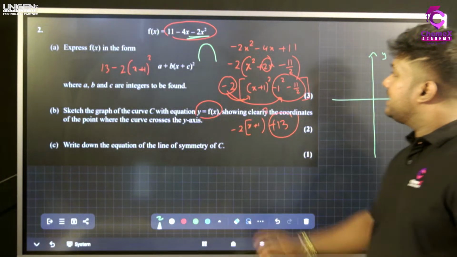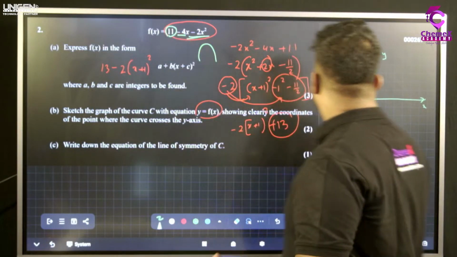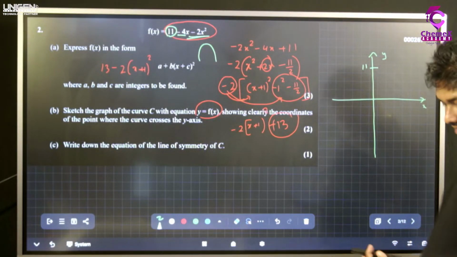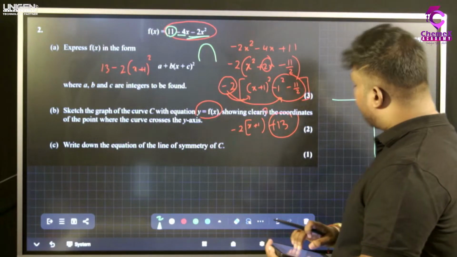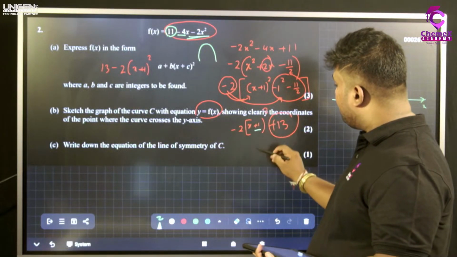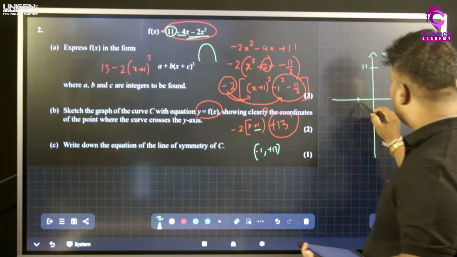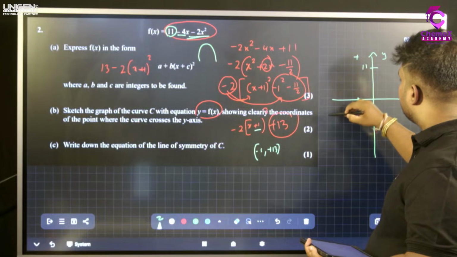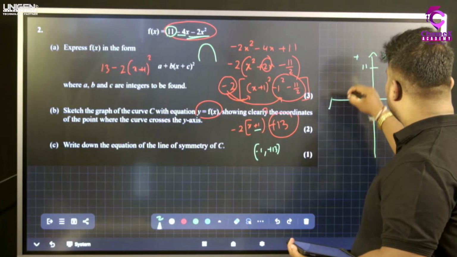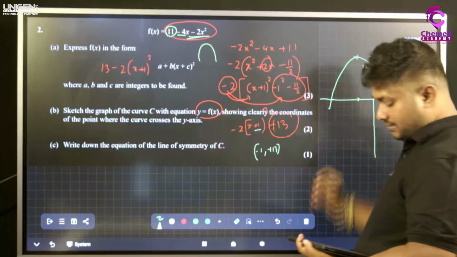So then when x is 0, what is y? When x is 0, these two are 0, y is 11. I'm going to mark that. Okay. Then when y is 0, what is x? And turning point is going to be minus 1 comma plus 13. So minus 1 is somewhere here, plus 13 is somewhere here. So I can draw a curve like this. Did you understand or no?